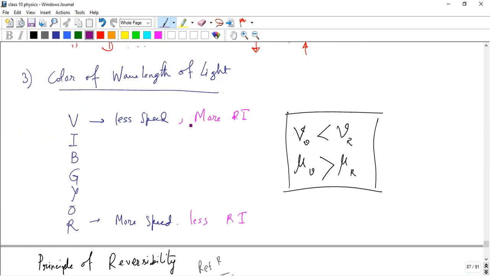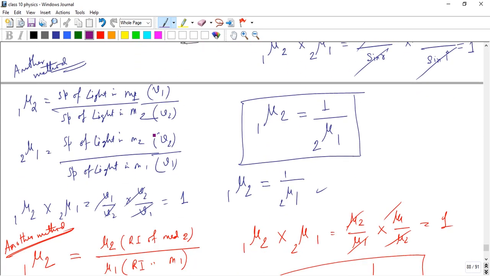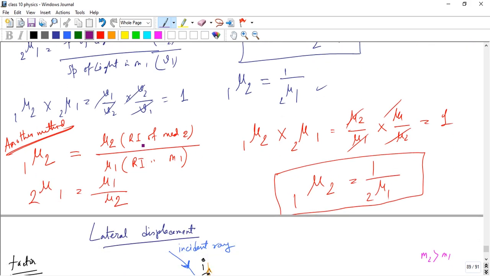Okay, clear. So this was the first part of the refraction of light. Next class we will discuss the second part, refraction of light through a prism. Okay, so we end the class here. Thank you.